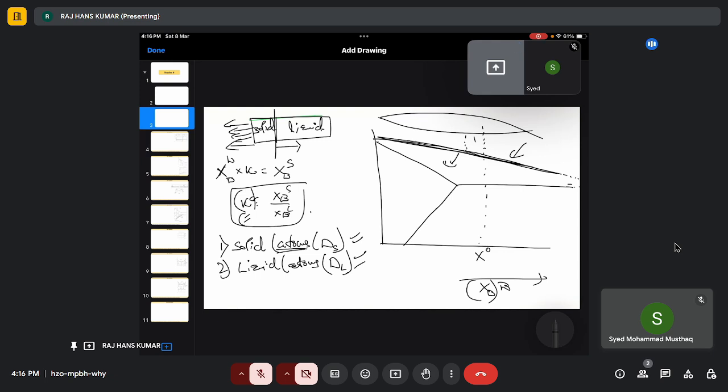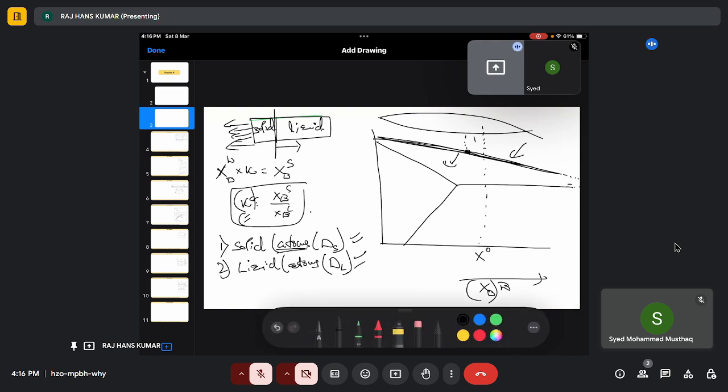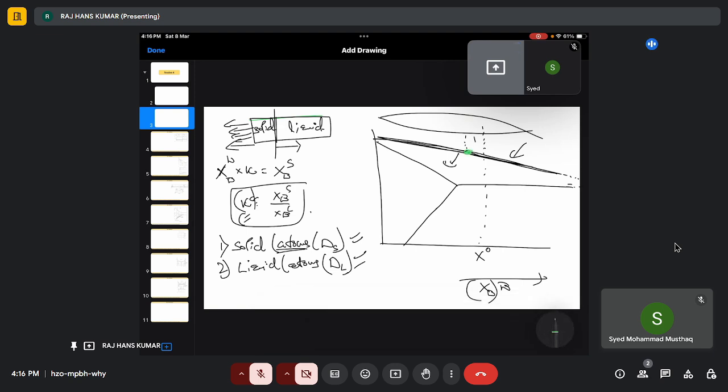this is my starting point, right? Let me take a different color. Suppose this is my starting point. Okay. Now, here at the liquid, let's say at point one, right? This is point one, and it came to here. This is point two.